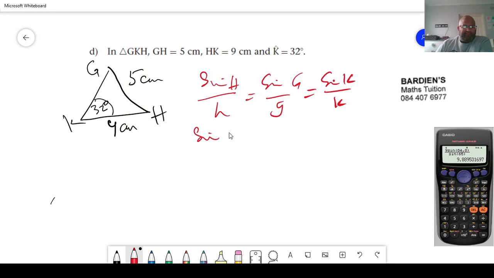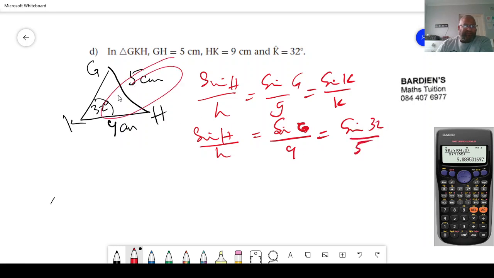We have sine of h. We don't have angle h, we don't have the length of h either. So we go sine of g, which we also don't have, over 9 is equal to sine of k, which is 32 over 5. Now some of you can already see, okay, I'm going to go with that and that there. So they leave this out. There's no problem with that as well. You could have done that if you are picking up the rules already as we are moving along.